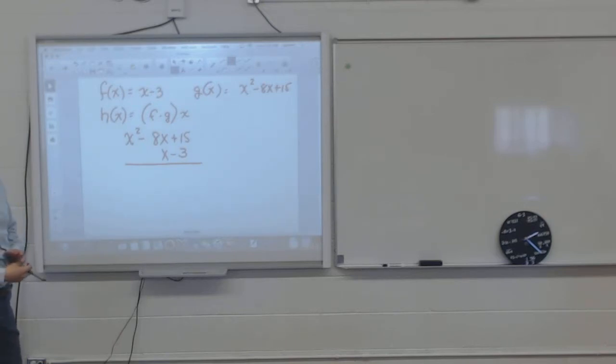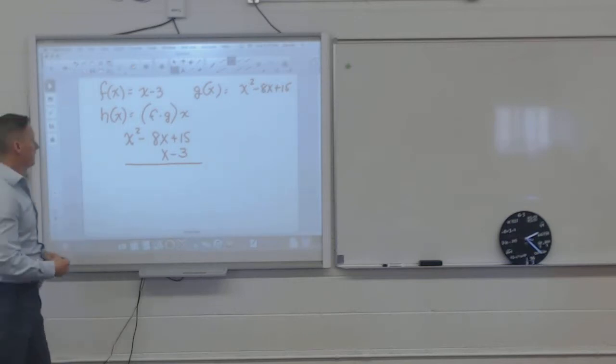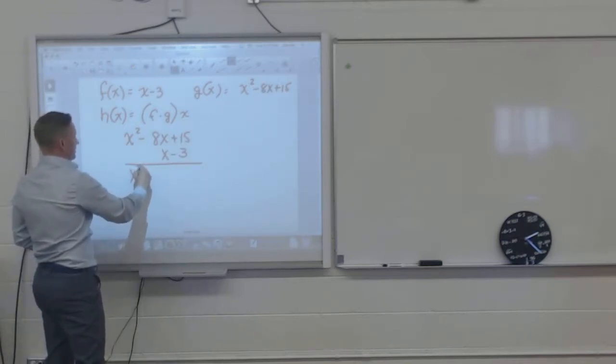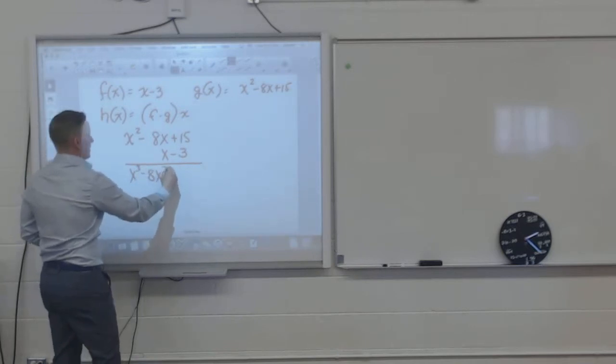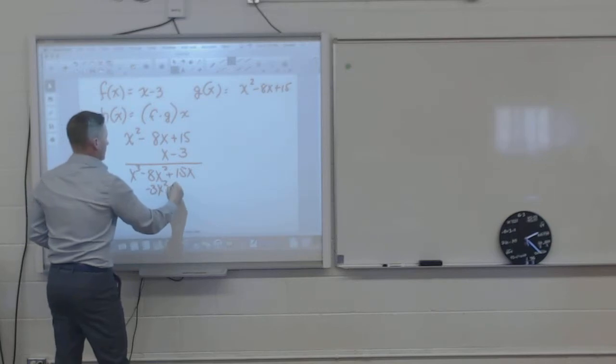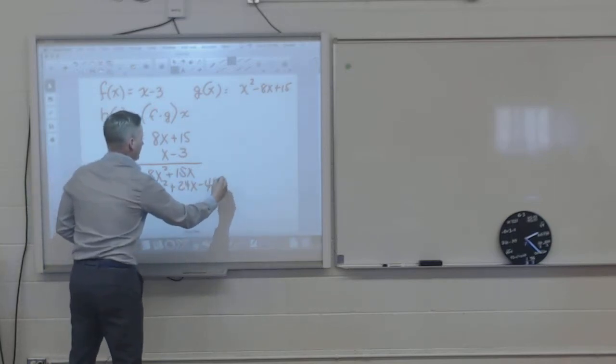You can do whatever you want. You can multiply the x through, you can multiply the negative 3 through, add them together, whatever. So I'm going to, and I multiply left to right. So I got x cubed minus 8x squared plus 15x minus 3x squared plus 24x minus 45.